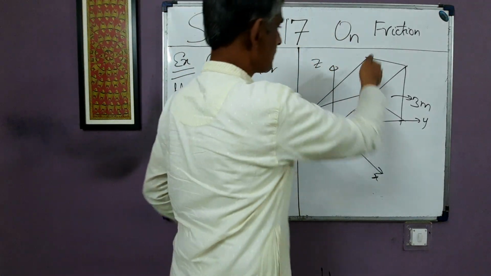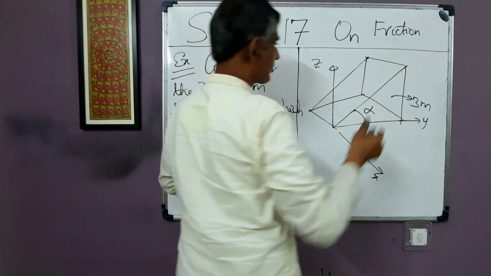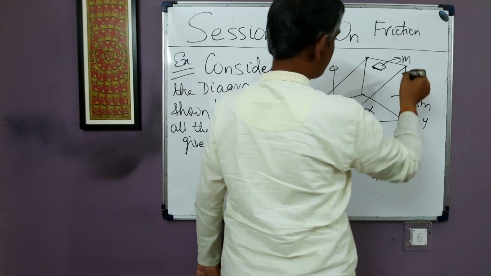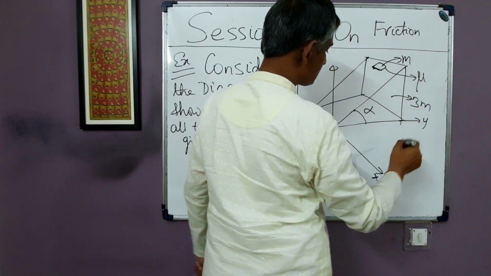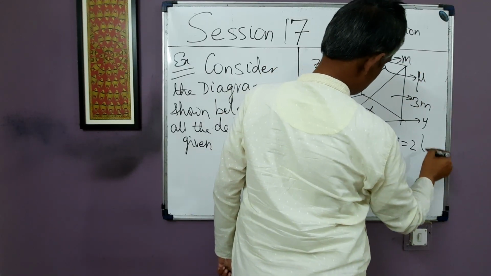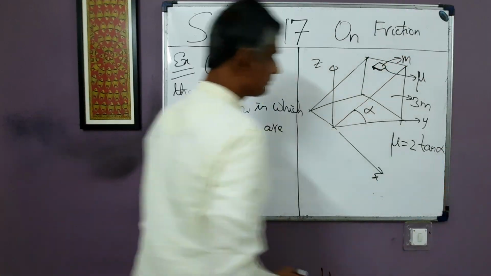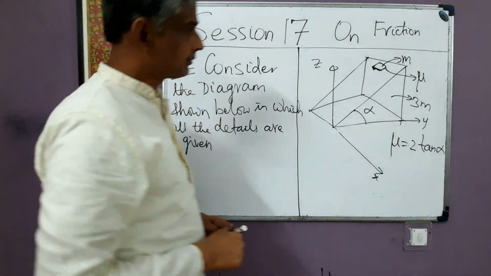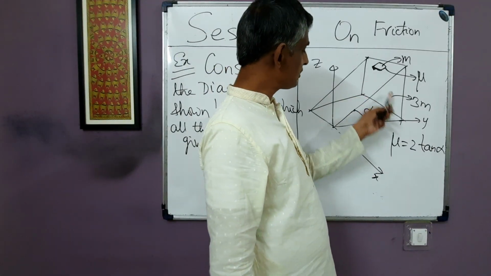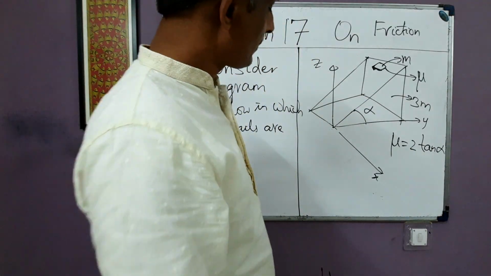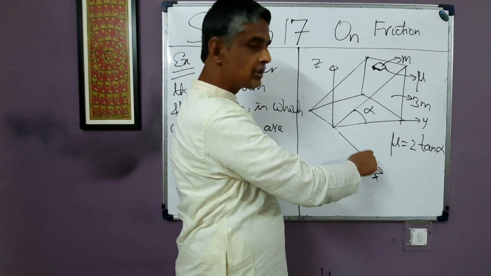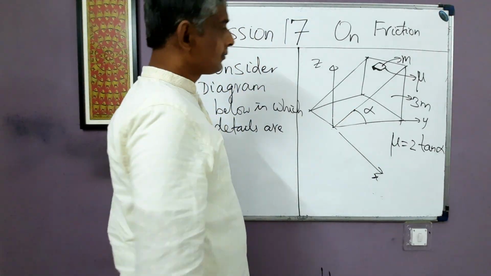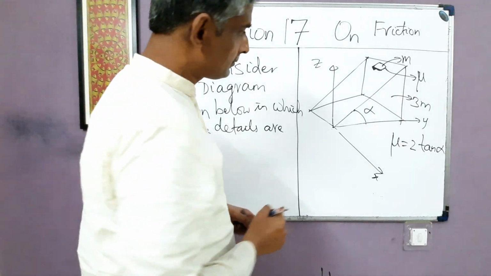This is the rough inclined face of the wedge. There a block of mass m is placed, and the friction coefficient between the block and the wedge is mu, equal to 2 tan alpha. This wedge is free to move over the smooth horizontal surface, which is taken to be the xy plane. The entire system is initially at rest.